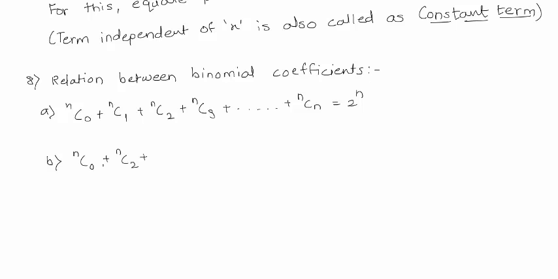Okay. Now the second pointer is again interesting. nC0 plus nC2 plus nC4 plus dot dot dot, that is, the sum for even values of r, is equal to the sum for odd values of r, which is 2 raised to n minus 1. Alright students, so the sum of even binomial coefficients is equal to the sum of odd coefficients, which is 2 raised to n minus 1.